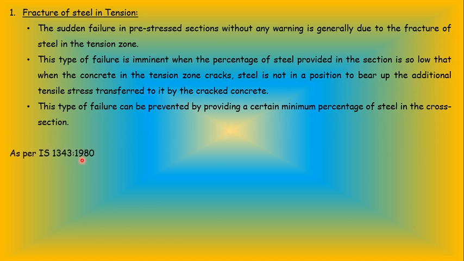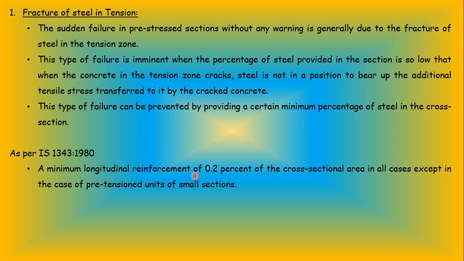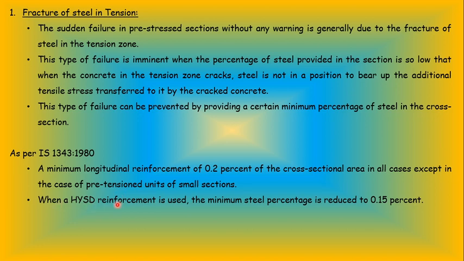As per IS 1343, a minimum longitudinal reinforcement of 0.2% of the cross-sectional area in all cases except in the case of pre-tensioned units of small sections. As per IS 1343, minimum longitudinal reinforcement is 0.2% of the cross-sectional area. When HYSD, high yield strength deformed reinforcement, is used, a minimum steel percentage of 0.15 percent is used. So this is for mild steel and this is for HYSD bars.